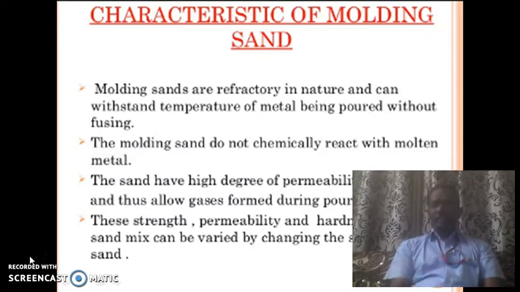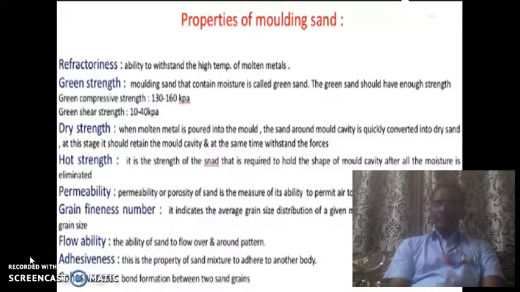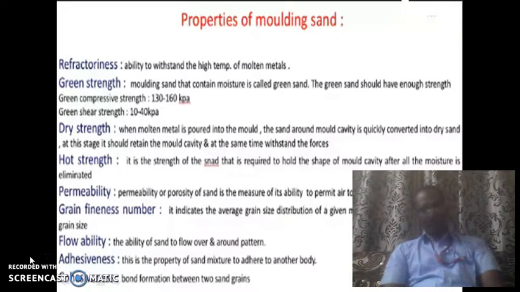Then the other characteristics are strength and hardness. Hardness can be determined with the help of compressive strength or tensile strength, and hardness can also be measured by changes in the structure of the sand. These are all the various properties of the molding sand that we have.